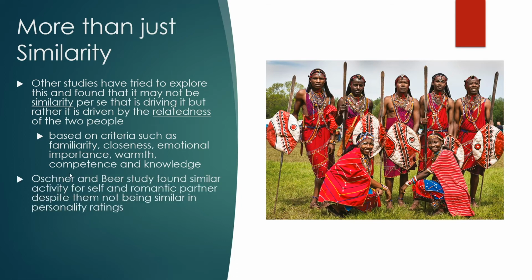And some of the studies that have shown this, so there was a study from Ochsner and Beer that found that there was similar activity for self and romantic partner, even though when they filled out these personality ratings and things like that, the romantic partner was actually very dissimilar to the self in terms of what they like and what they were into. But they still had this self-other overlap in that ventral portion of the medial prefrontal cortex. Showing that it maybe wasn't because they were similar to me that I was using myself as a template, but really it was more that I understand them because I'm close to them.